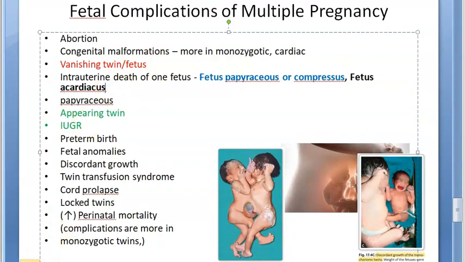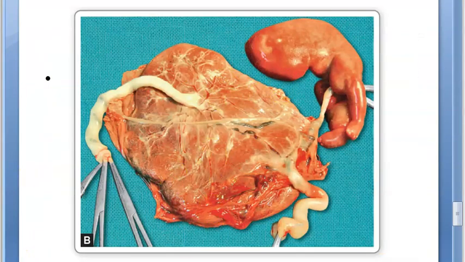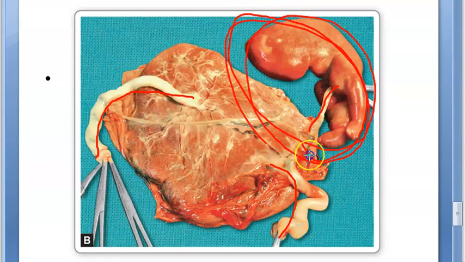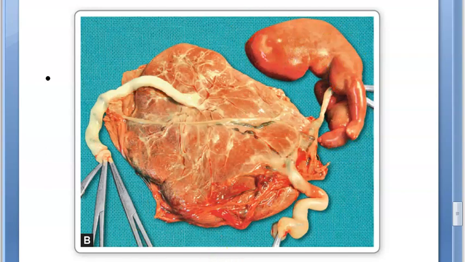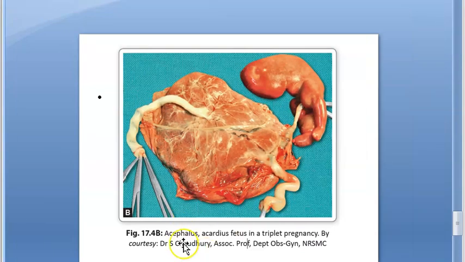So that is acardious. Look at this. This placenta is showing one umbilical cord here, one here and one here. So this is kind of a triplet pregnancy. I think the two babies here, they have taken out. This one is still attached here. Can you see this one? Definitely you can see it doesn't have a proper head, brain, etc. Acephalous and acardious. It doesn't even have a heart. Okay, no heart, no brain. Acephalous, no head. So this is actually a triplet pregnancy. This is the labeling of this diagram: acephalous, acardious fetus in a triplet pregnancy.